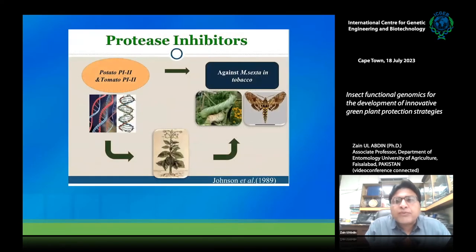Here is a quick example of how the protease inhibitors play a role to protect plants against Manduca sexta in tobacco.